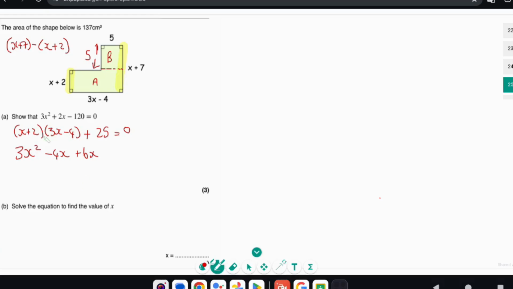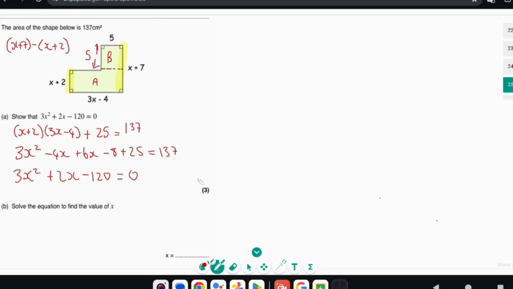Hang on a second. Right. Well done if you've spotted this. I've got to do 2 times negative 4, which is negative 8, plus 25 is equal to 137. Right, it should work out this time. 3x squared minus 4x plus 6x, positive 2x. So we have minus 8 plus 25 is 17. Take 137 off both sides, minus 120 equals 0. Great, I've shown it now.